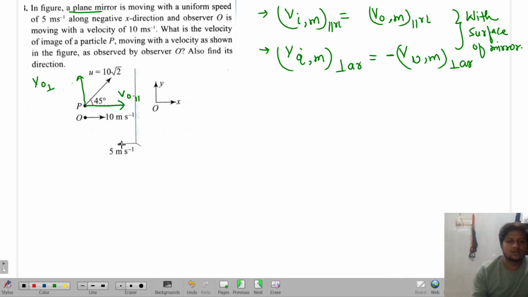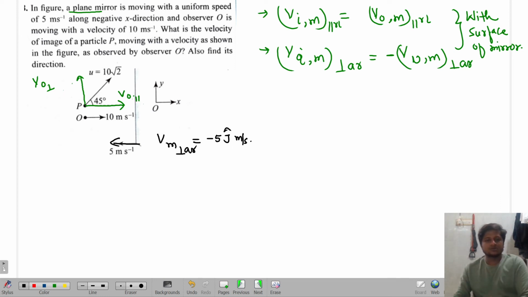So again, here the velocity of the mirror, perpendicular, is given. Sir, I got it. Tell me how much. Same answer: minus 30 i cap plus 10 j cap. Okay, so it is correct.